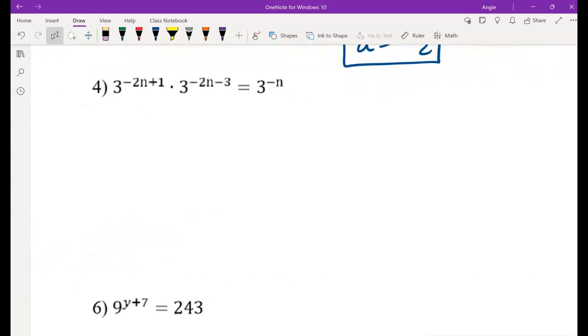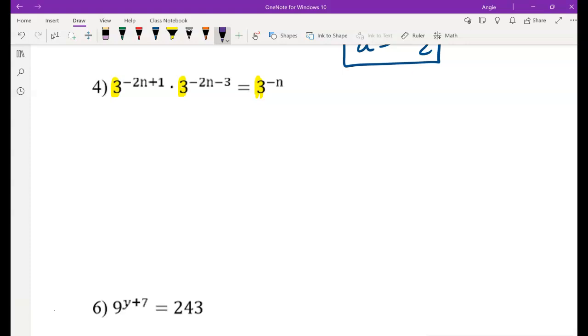Example number 4 says 3 to the power of negative 2n plus 1, times 3 to the power of negative 2n minus 3, equals 3 to the power of negative n. Now guys, the bases are all 3, which is nice and simple, but on the left side there are 2 of them. So again, I'm going to repeat, we cannot drop the bases right now.